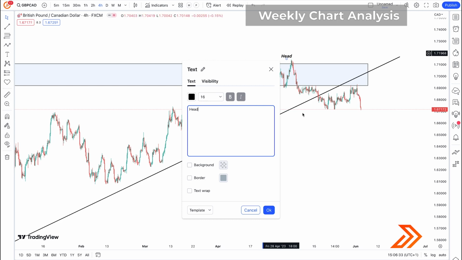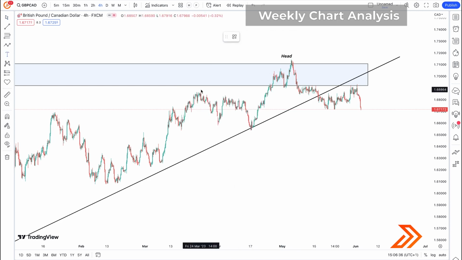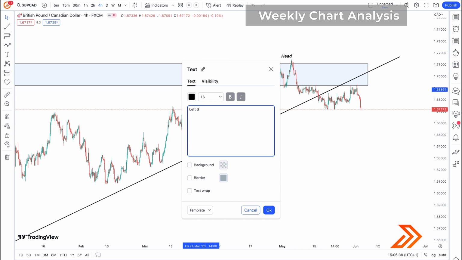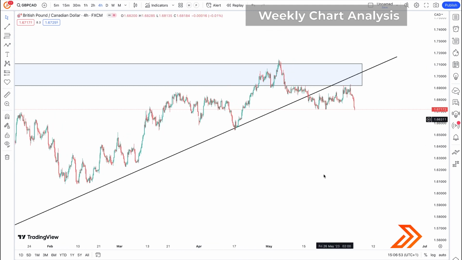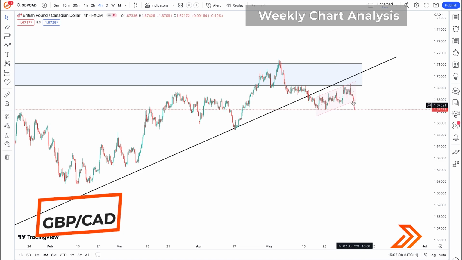This is the head that we had here, and then here we had the left shoulder. And then here we're having the right shoulder playing out on GBP CAD. So this is also giving us a clear directive that price might continue to go bearish. And if you notice, we had a sort of rising wedge on GBP CAD before we had this retest at this resistance zone, and then we had a breakout, an impulse move here.